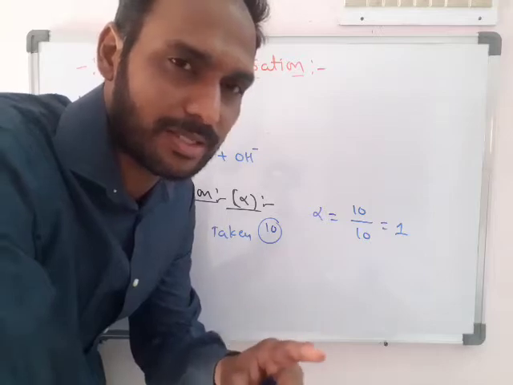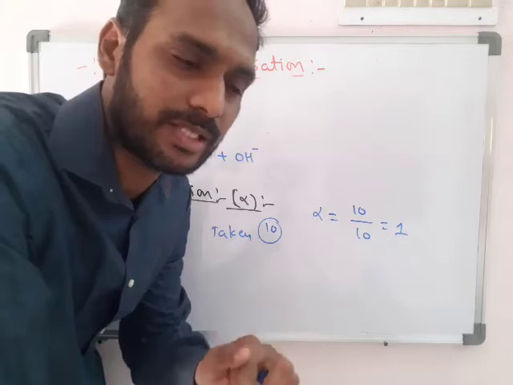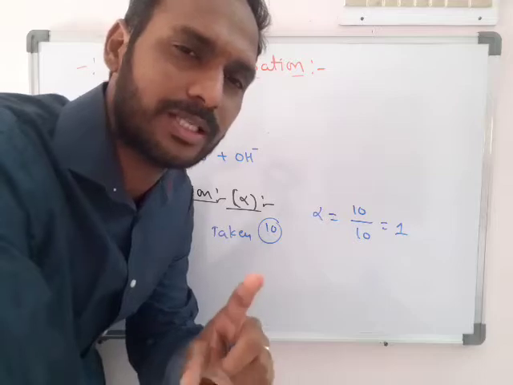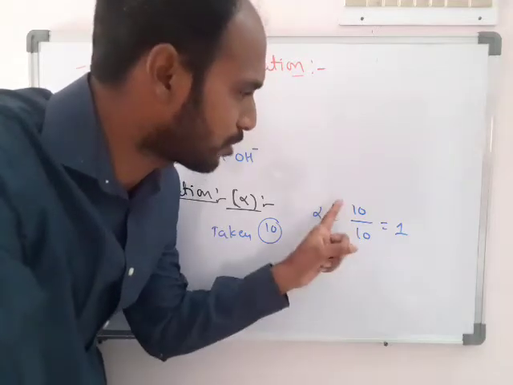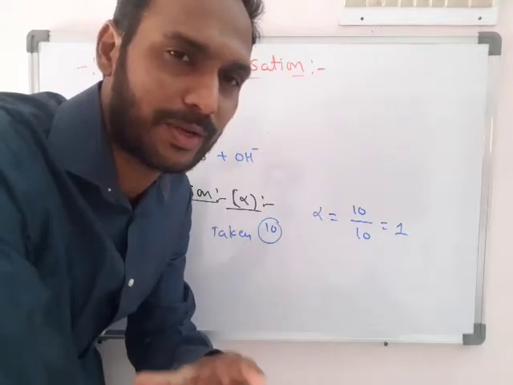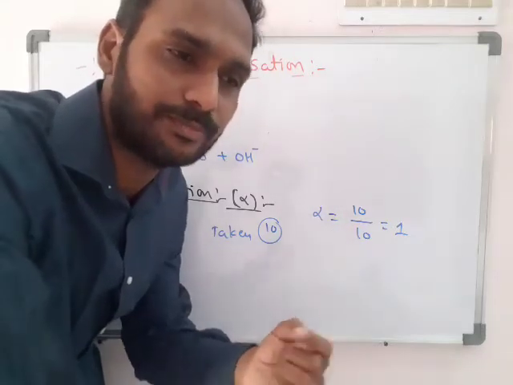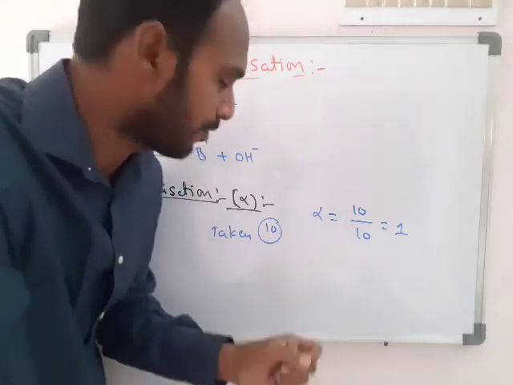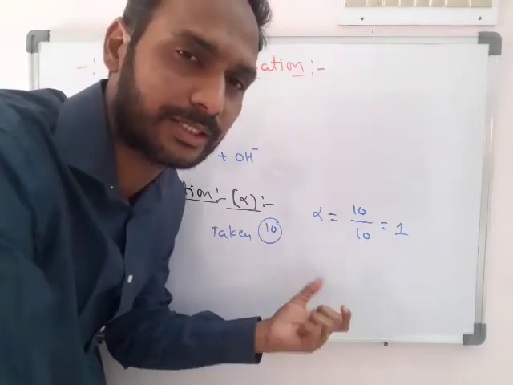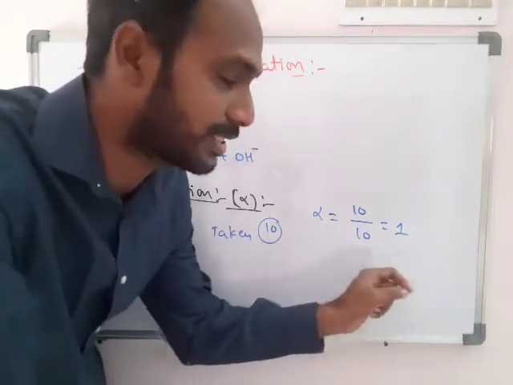So extent of ionization is different from degree of ionization. What is the difference? Degree of ionization is in terms of percentage. Just alpha is in terms of numbers, in terms of number of molecules, and that is also known as extent of ionization. How do you write the formula? It is the number of molecules dissociated divided by the number of molecules taken. For example, if 10 molecules are taken and all 10 are totally dissociated, that is 100% dissociated. So what is the alpha value? That is equal to 1.